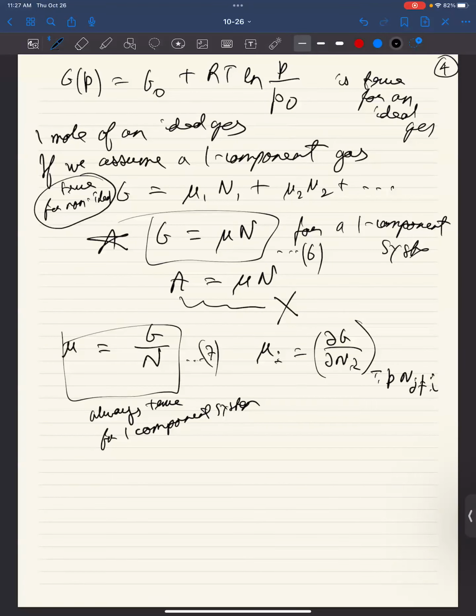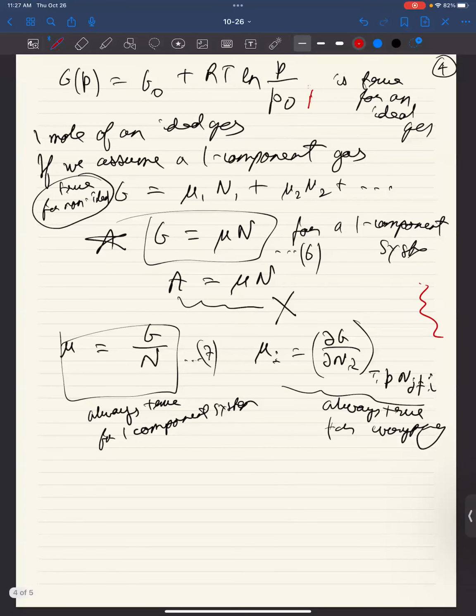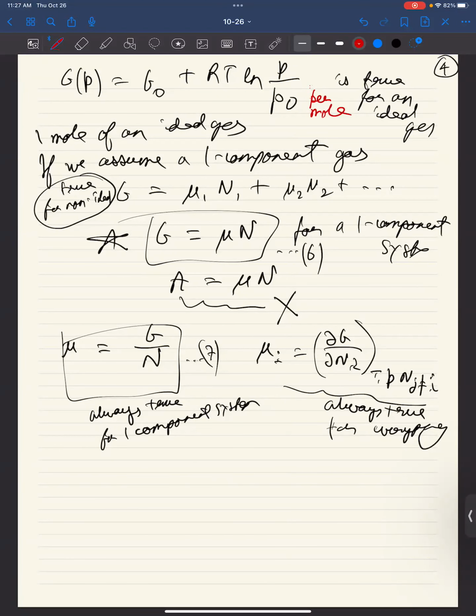Let's call this equation 7. And this one is always true for everything. That's very, very general. So, this equation that we wrote down, G is equal to G naught plus RT ln P by P naught, we said it's a one mole system. This is per mole. If you had a multimolar system, if you had more than one mole, it would become G is equal to G naught plus NRT ln P by P naught. Let's call this equation number 8.